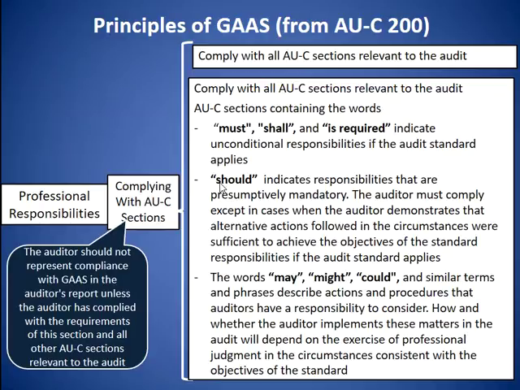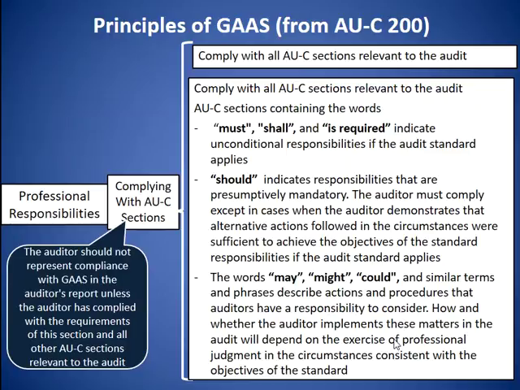Then we have the word should. That indicates responsibilities that are presumptively mandatory. So the auditor has to comply with these, except in cases where the auditor can demonstrate that alternative actions followed in the circumstances were sufficient to achieve the objectives of the standard's responsibility, again, if the standard applies. So normally they're presumptively mandatory, but if we have another standard that could take its place and probably be more effective, we could do that.